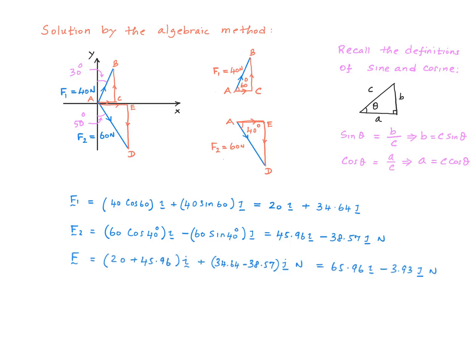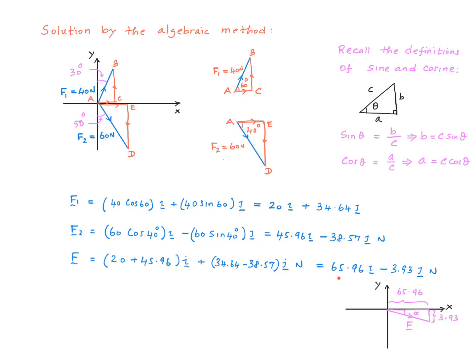Now we add the two to find the resultant F. Remember what we do, right? The x component of the resultant F is the sum of the x components of F1 and F2. That will be 40 plus 45.96. And the y component of the resultant F is the sum of all the y components, which will be 34.64 minus 38.57. After simplifying, we get this.